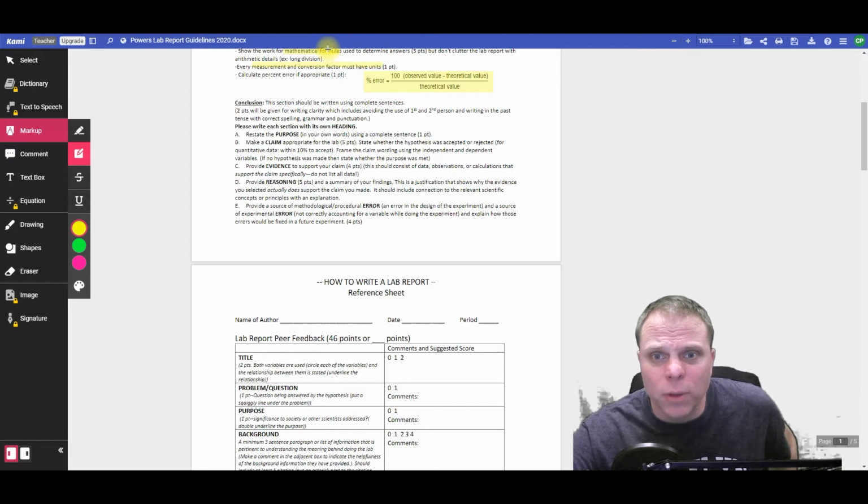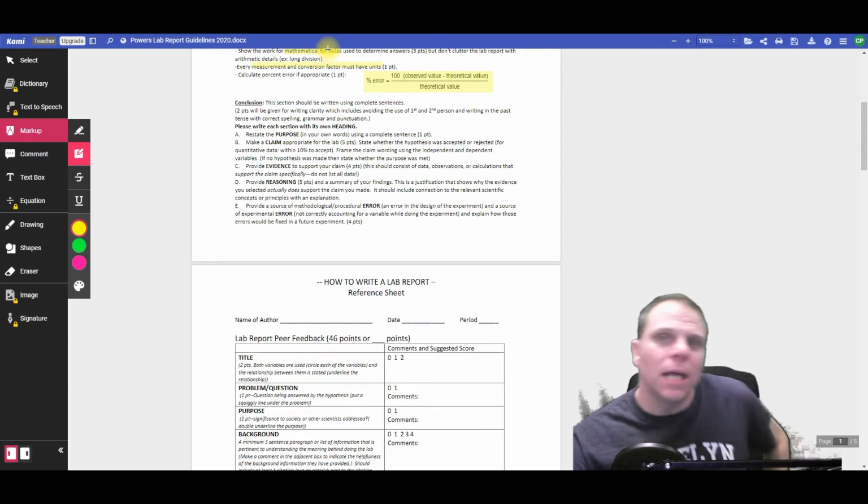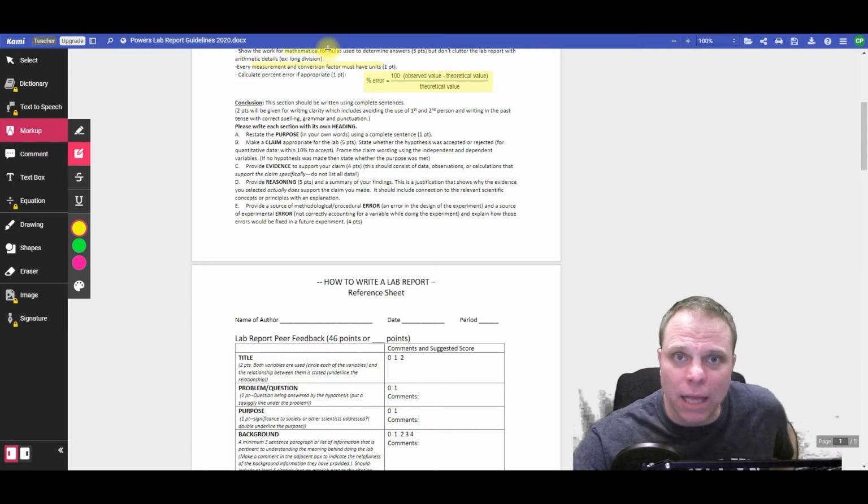All right, 2 points given for writing clarity, and this is where your first and second person should not be included, otherwise you're going to lose some of these points. Okay, but what we want to see for my conclusions, I've broken it up into PCERE. I've added an E to it compared to some of the other classes at school. You might not have that extra E at the end, but I think that extra E is important.